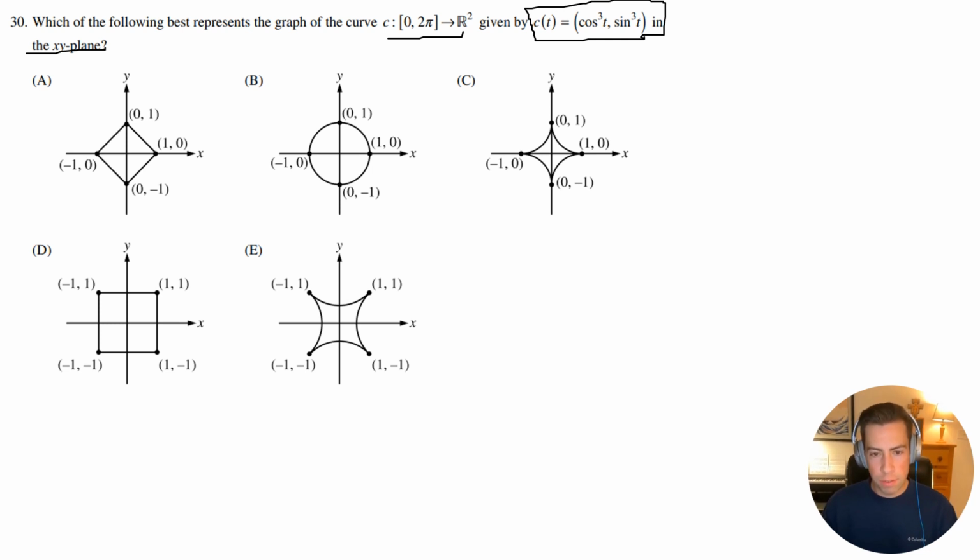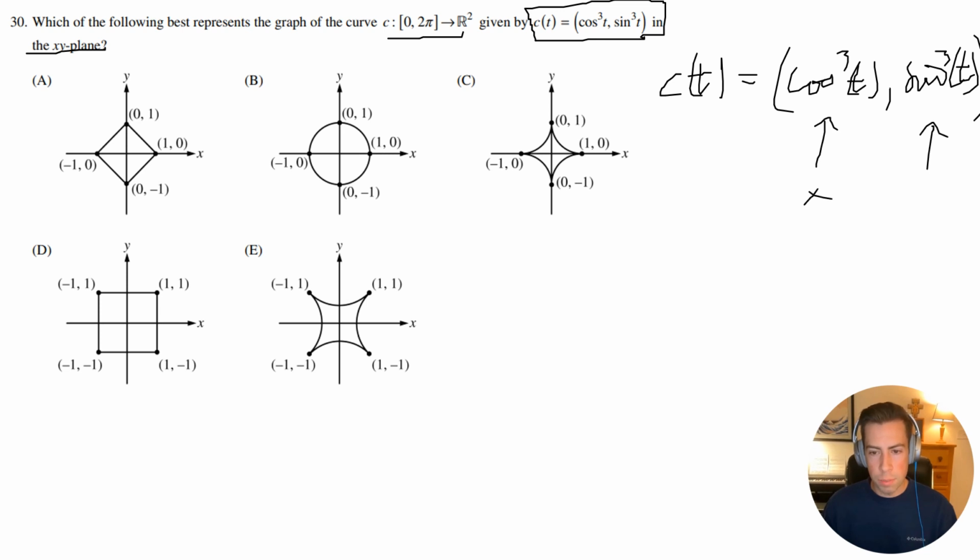Now, the thing is that I have c of t, and I have cosine cubed, and then I have sine cubed as well. We need to figure out what happens, and remember, this is going to be our x value, this is going to be our y value. We need to ask ourselves what happens when t increases. So what happens when t increases?